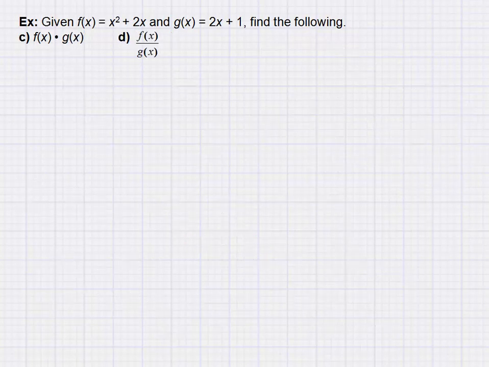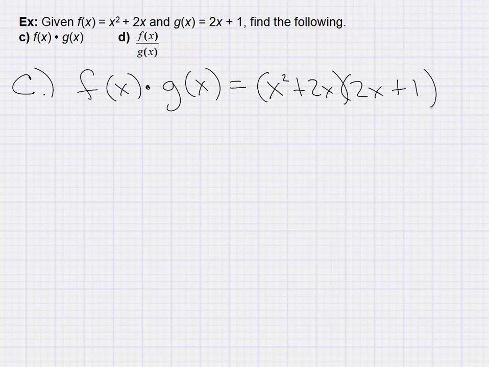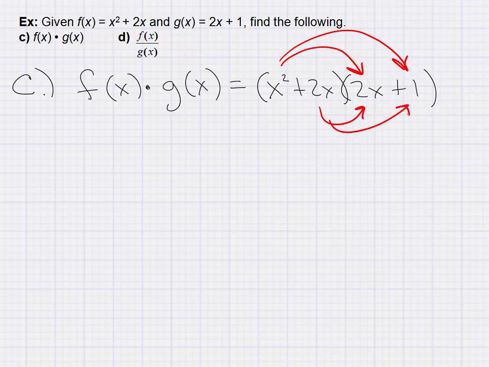Same ones, let's try different operations. Multiplication and division. Well, same thing. F of x times g of x. Okay? So that should be x squared plus 2x times 2x plus 1. So how do I multiply these together? Well, they're two polynomials. You multiply using the distributive property. X squared gets multiplied by the 2x, x squared gets multiplied by the 1, 2x times 2x, 2x times 1.